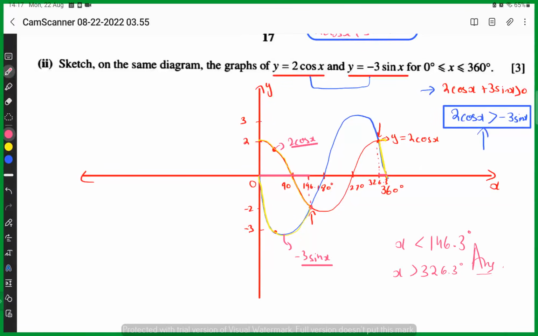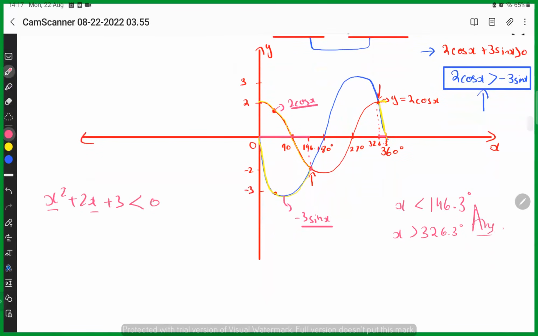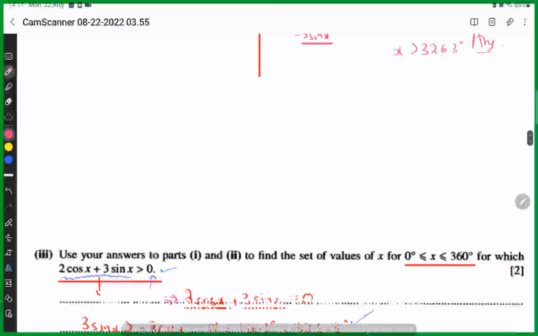Miss, why are we writing it in the form of x? Miss, you're referring to the x-axis? Yes. Because do you remember those quadratic inequalities that we used to solve? Let's say if you have x squared plus 2x plus 3 less than 0, the variable used to be x, right? That is why. Even over here, the variable is x.